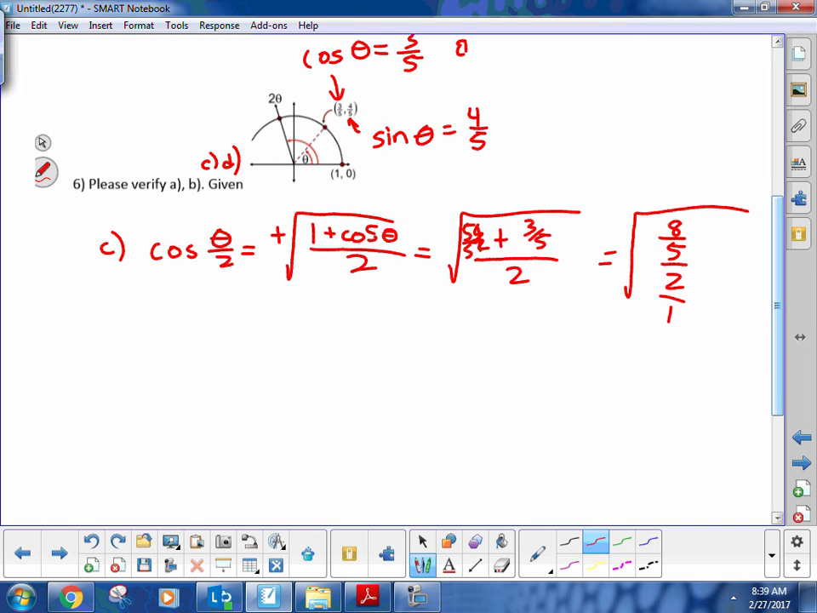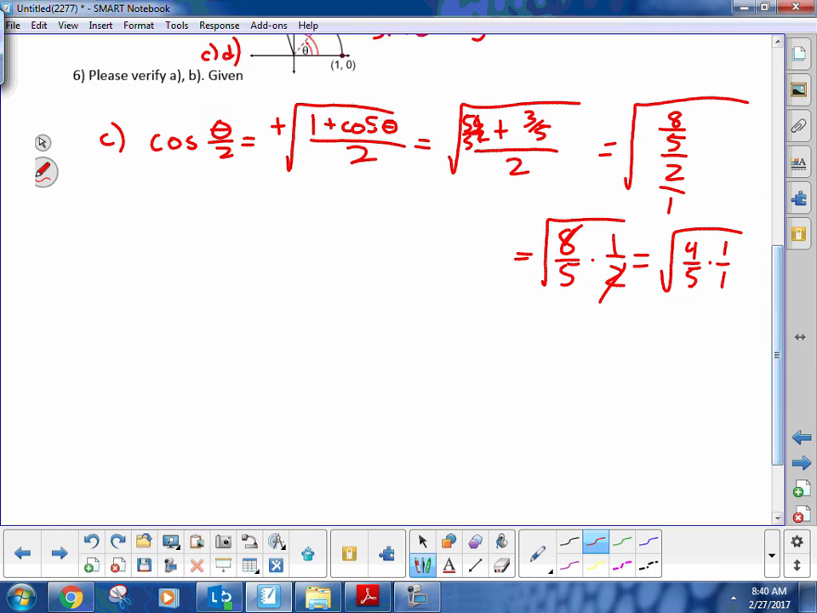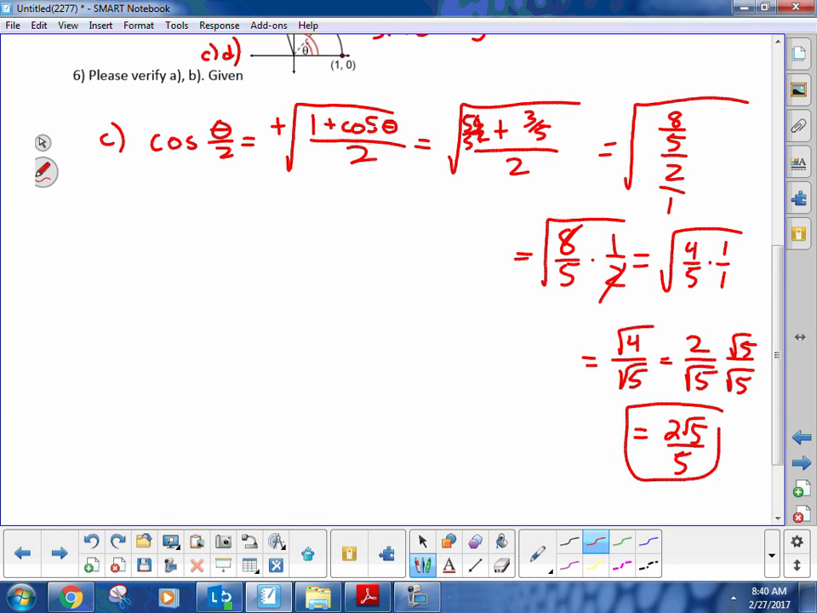We're going to write this as a fraction because I'm going to combine it. It's going to be 8/5 times 1/2. I'll notice a reduction in here. So this solution, 8 over 2, comes out to 4 over 5, basically, times 1 over 1, which is really just 4 over 5. I'm going to split this up: square root of 4 over the square root of 5. Separate numerator and denominator, that's going to be important. This comes out to 2 over the square root of 5. Then I'll multiply by square root of 5 over the square root of 5 to rationalize it, and this becomes 2 square root of 5 over 5 as the solution for the half angle.